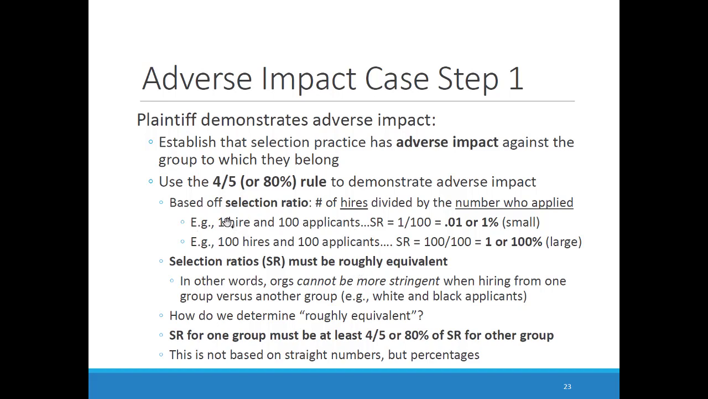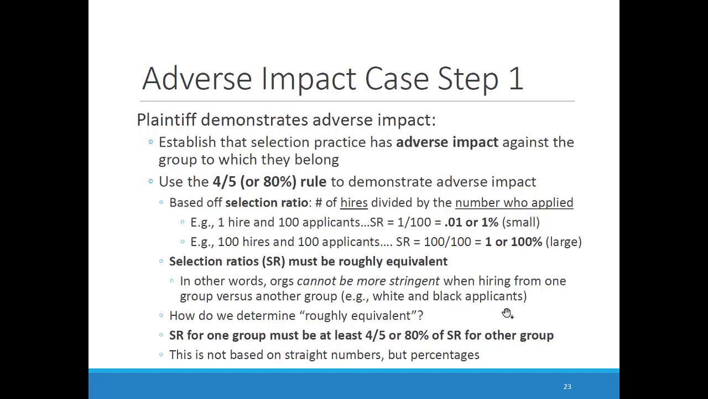Okay, so back to adverse impact. Selection ratios must be roughly equivalent between different groups of individuals. So what do we mean by that? We mean that, in other words, organizations cannot be more stringent when hiring from one group versus another group, or more selective when hiring from one group versus another group. So, for example, if they are hiring only a certain percentage of white participants, they should also be hiring that same percentage of Black applicants.